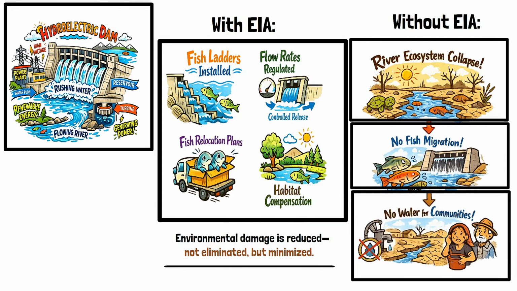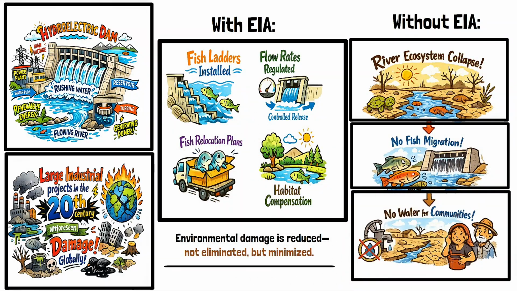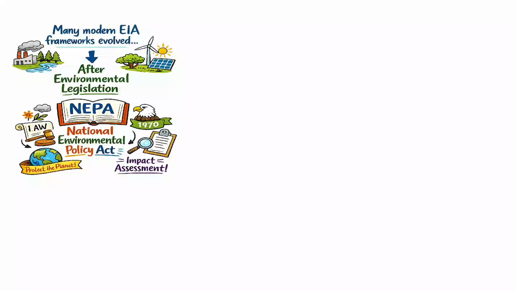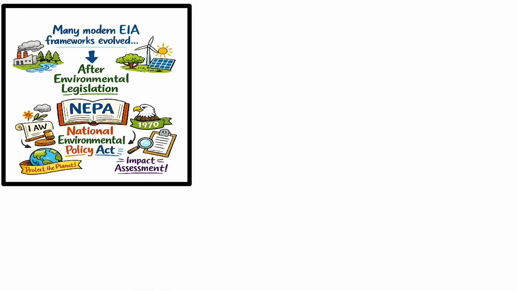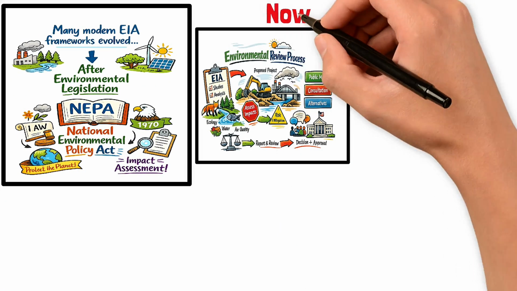This concept was strengthened globally after large industrial projects in the 20th century caused unforeseen damage. Many modern EIA frameworks evolved following environmental legislation such as the National Environmental Policy Act, which formalized environmental review before major federal projects.